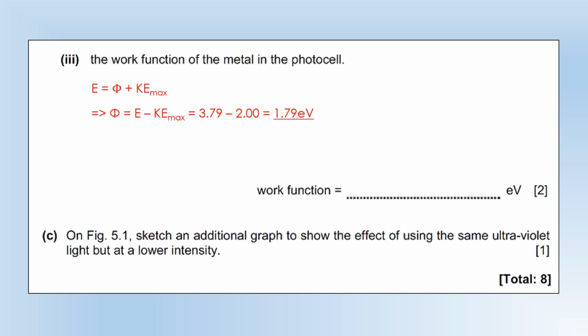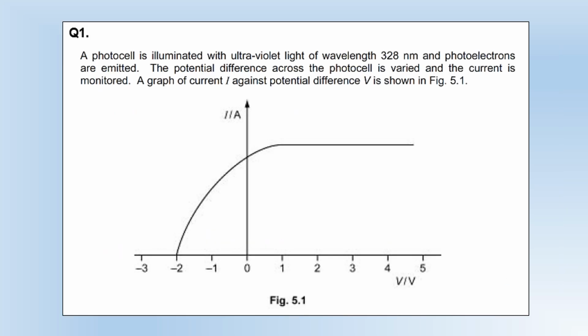So back on the original diagram, sketch an additional graph to show the effect of using the same ultraviolet light, but at a lower intensity, or a lower brightness, if you like. So it's going to look like this. We're using the same material and the same energy of photons, so we're going to have the same maximum kinetic energy and therefore the same stopping potential. But what's going to happen is our lower intensity is going to limit the maximum current that we can achieve. So that's how we determine the shape of this graph.